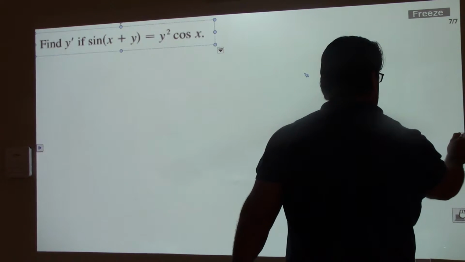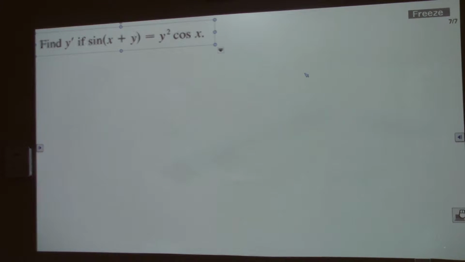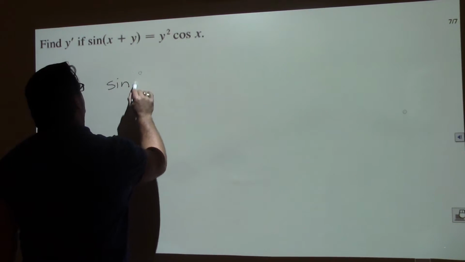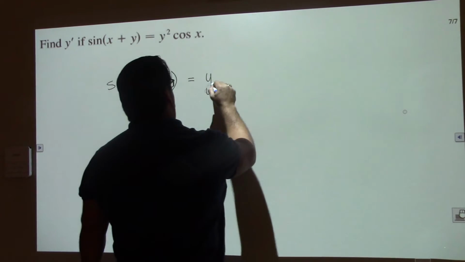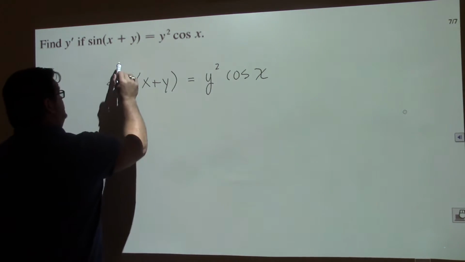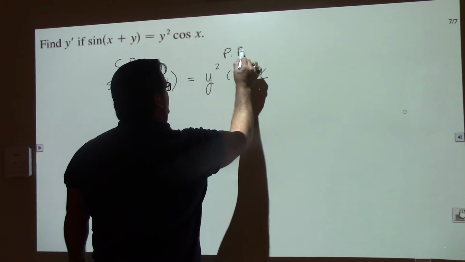So let's take the derivative from left to right. Oh, it's frozen. Looking for a problem. So that's going to be, I'm just going to rewrite it: sine of x plus y equals y squared cosine of x. Over here, we're going to use the chain rule. Over here, we're going to use the product rule.